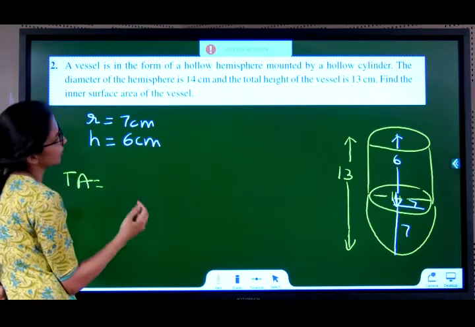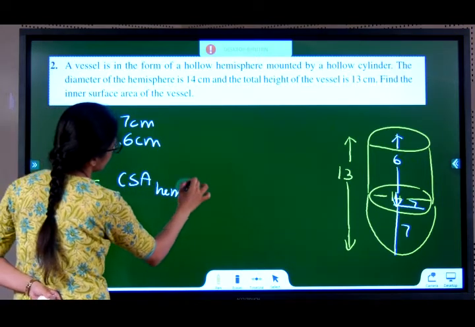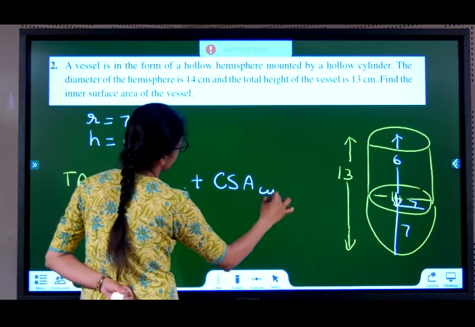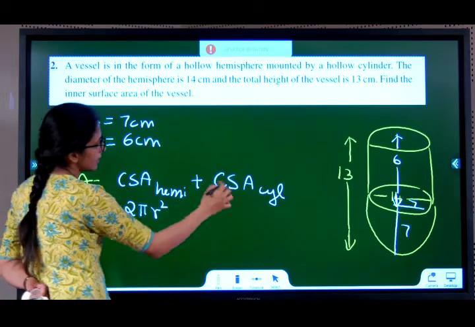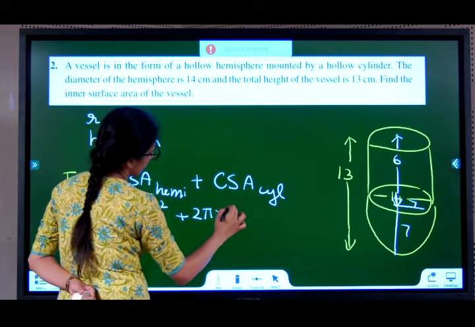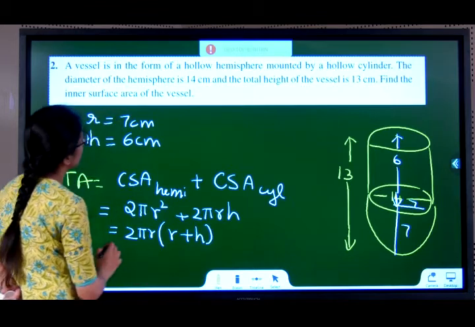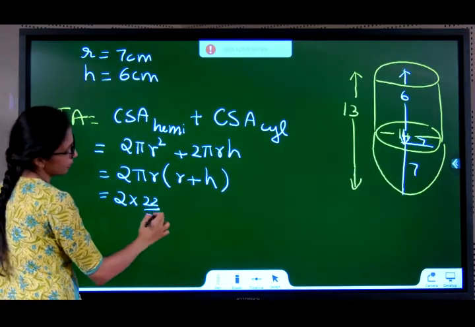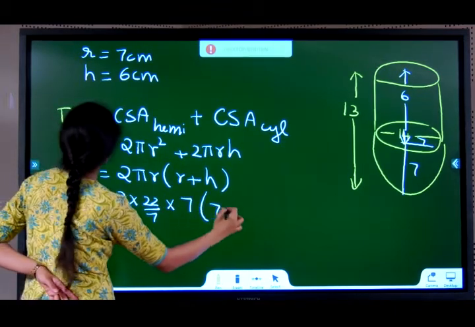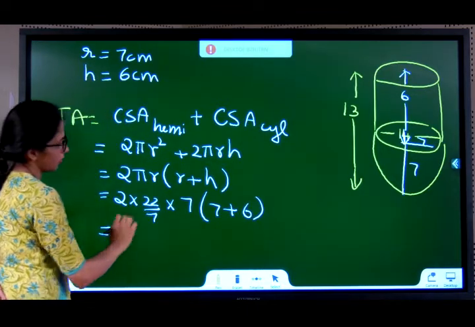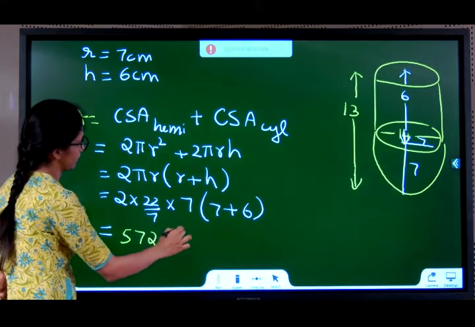Total inner surface area of the vessel is CSA of hemisphere plus CSA of cylinder. CSA of hemisphere 2 pi r square, CSA of cylinder 2 pi rh. 2 pi r can be taken as common, you will be left with r plus h. 2 into 22 by 7, because it's not mentioned in the question to take 3.14. r is 7, h is 6. On solving this we get 572 centimeters square.